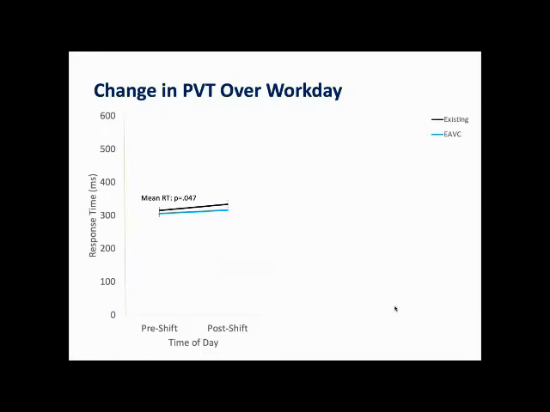Just to quickly navigate this figure, on the y-axis we have response times in milliseconds. On the horizontal axis we have time of day, so pre-shift and post-shift. The black line represents the existing seat and the blue represents the vibration canceling seat. And so what we see here is that the mean reaction time is slower at the end of the day. But with the vibration canceling seat, the mean reaction time did not slow down as much as the air suspension seat. And we also saw this for the fastest 10% of reaction times.